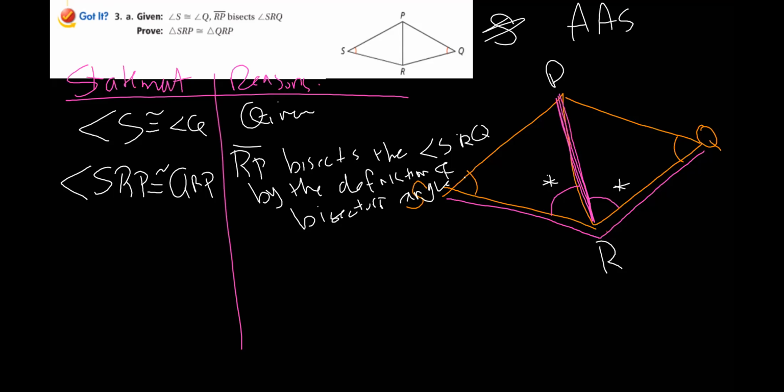Since I have two angles, I need to talk about AAS or ASA. Why do I need these two? Because we have two angles, I need only this postulate or this theorem. Since I have two angles, I want to check for the side. It's going to be PR equals PR because of the reflexive property.